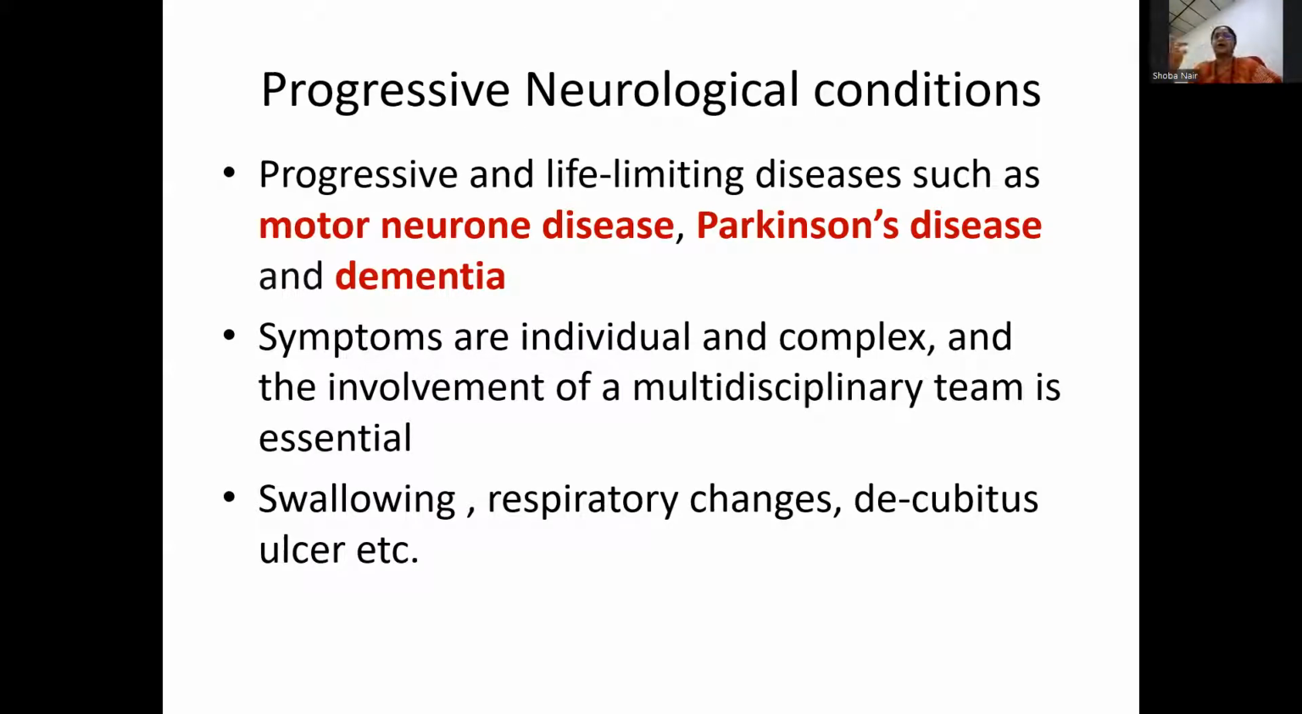There is a lot of equipment available. By just looking at a computer screen, you can pick up letters and write even without moving one finger. So there is a lot of equipment available, which is costly, and it is available for patients who can afford it, or in institutions sometimes it can be made available, but it's not so common in our country. So motor neuron disease, Parkinson's disease, and dementia.